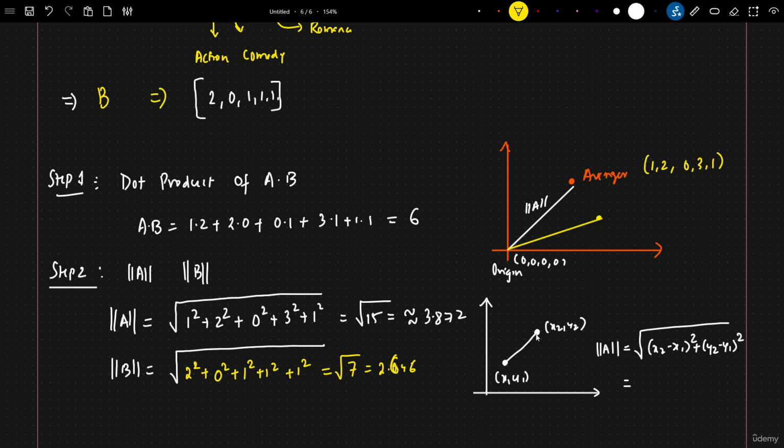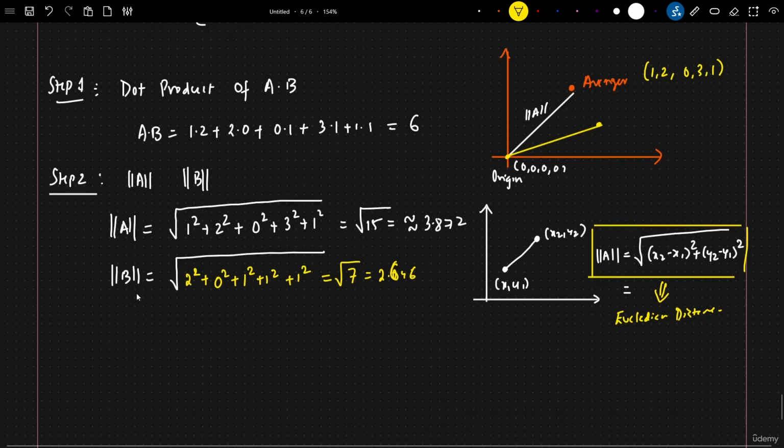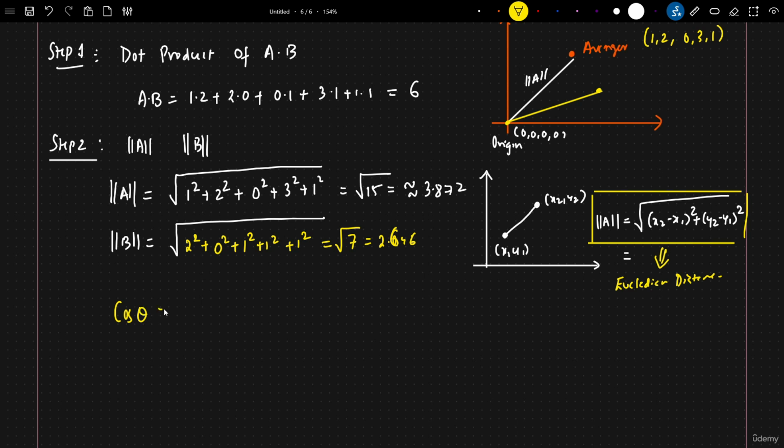This is how you calculate the magnitude, the distance of a vector from the origin or any point represented in 2 dimensions or 3 dimensions. We use this generic formula, called the Euclidean distance. Once I have computed everything, I finally compute cos theta, which is 6 divided by 3.872 multiplied by 2.646, and the final output is approximately 0.586.